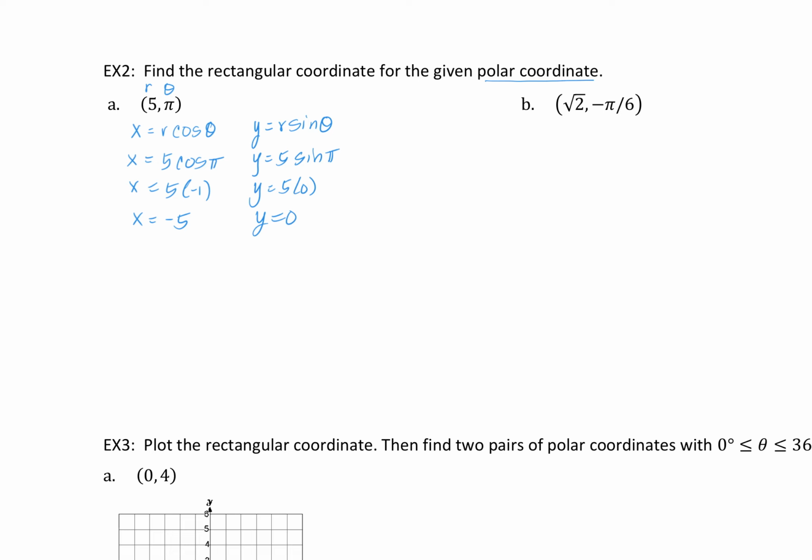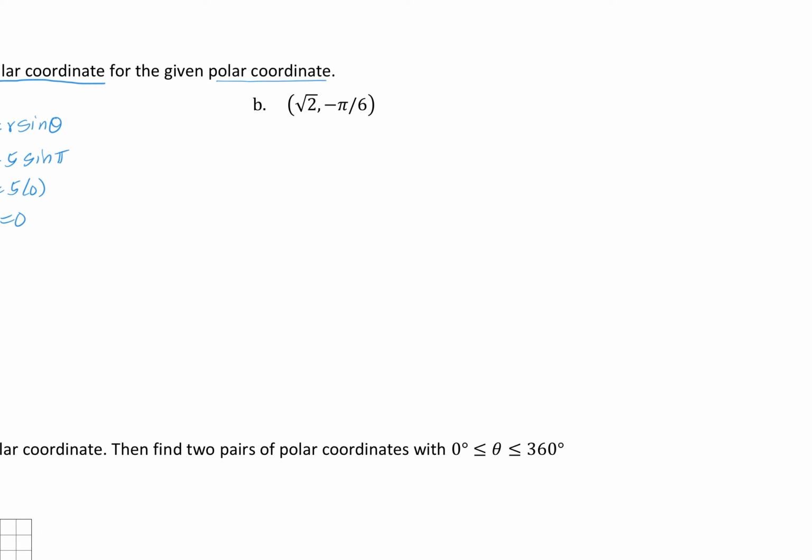And I wouldn't stop there, because we're supposed to be finding the rectangular coordinate. And the coordinate is an x and a y value as an ordered pair. So this, parentheses negative 5 comma 0, is the final answer. That would be the rectangular coordinate. So you wouldn't just stop at x is equal to negative 5, y is equal to 0. Now let's look at B.